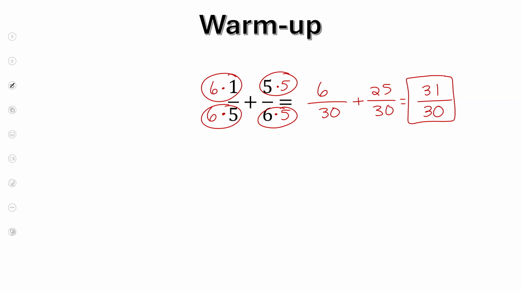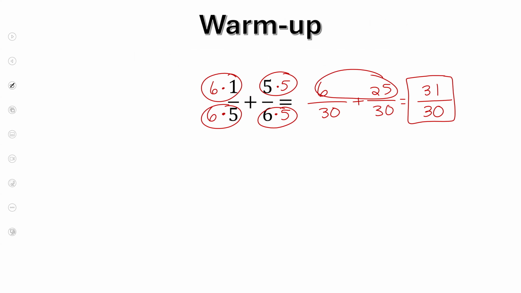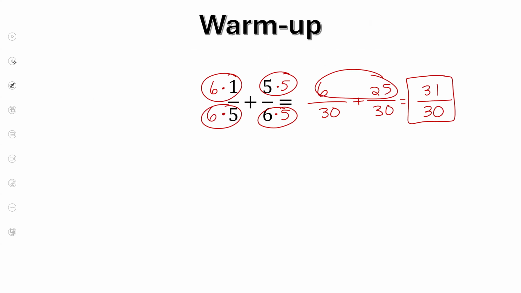Now, in the same way we did in elementary school, we're going to take the same basic concept and apply it today to Algebra 2. So we're going to be adding and subtracting rational expressions. In the same way, you're going to get the common denominator. Then you're going to combine the numerators, just like we did 6 plus 25 to get 31. And then, make sure you keep the same denominator, which we did. And then you're going to simplify. In our example here, we weren't able to simplify. It just stays like that.